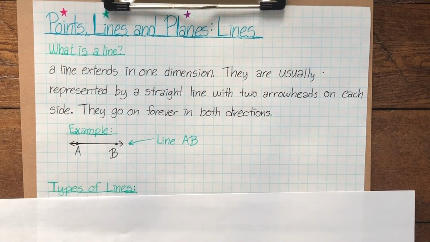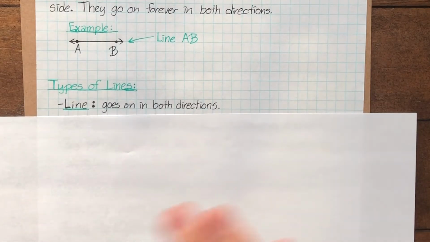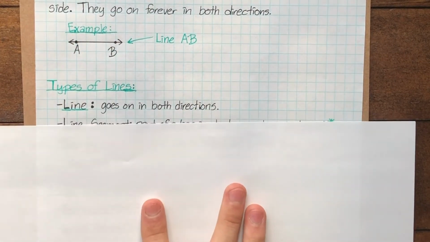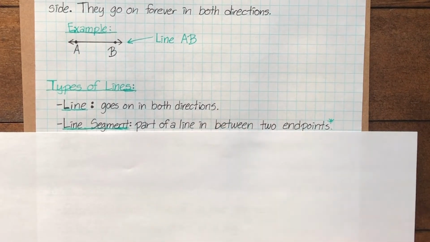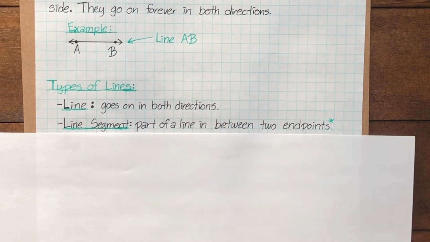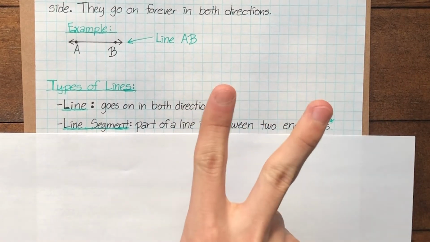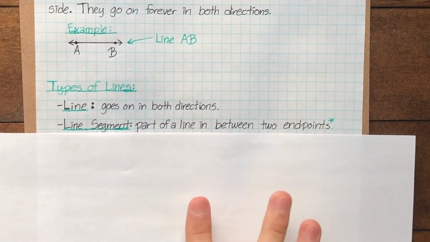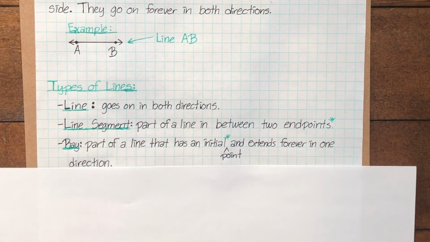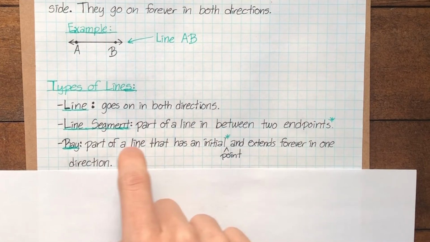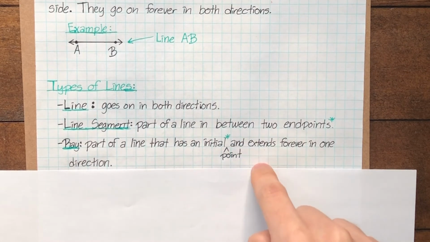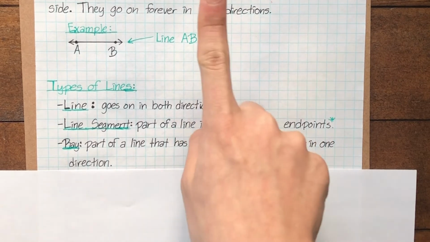We're going to go over three types of lines in this video. The first one is just a line. It goes on in both directions, as this one does right here. Next, we have a line segment, which is part of a line that's in between two endpoints. I will define what an endpoint is, which is why I have an asterisk right here. And finally, we have a ray. A ray is part of a line that has an initial point. I'm sorry, I forgot to write that, so I just included it quickly. It also extends forever in only one direction.